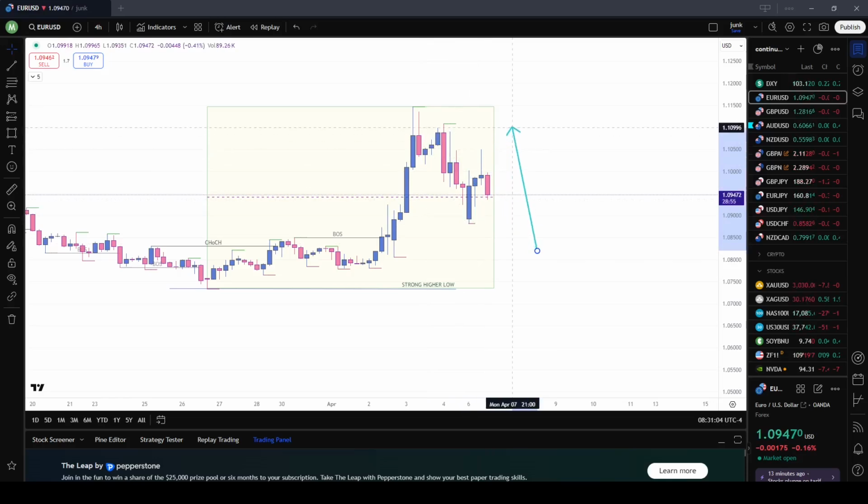Looking for any type of confirmation that this is now the new higher low. This will remain here until the prices start to make that move.